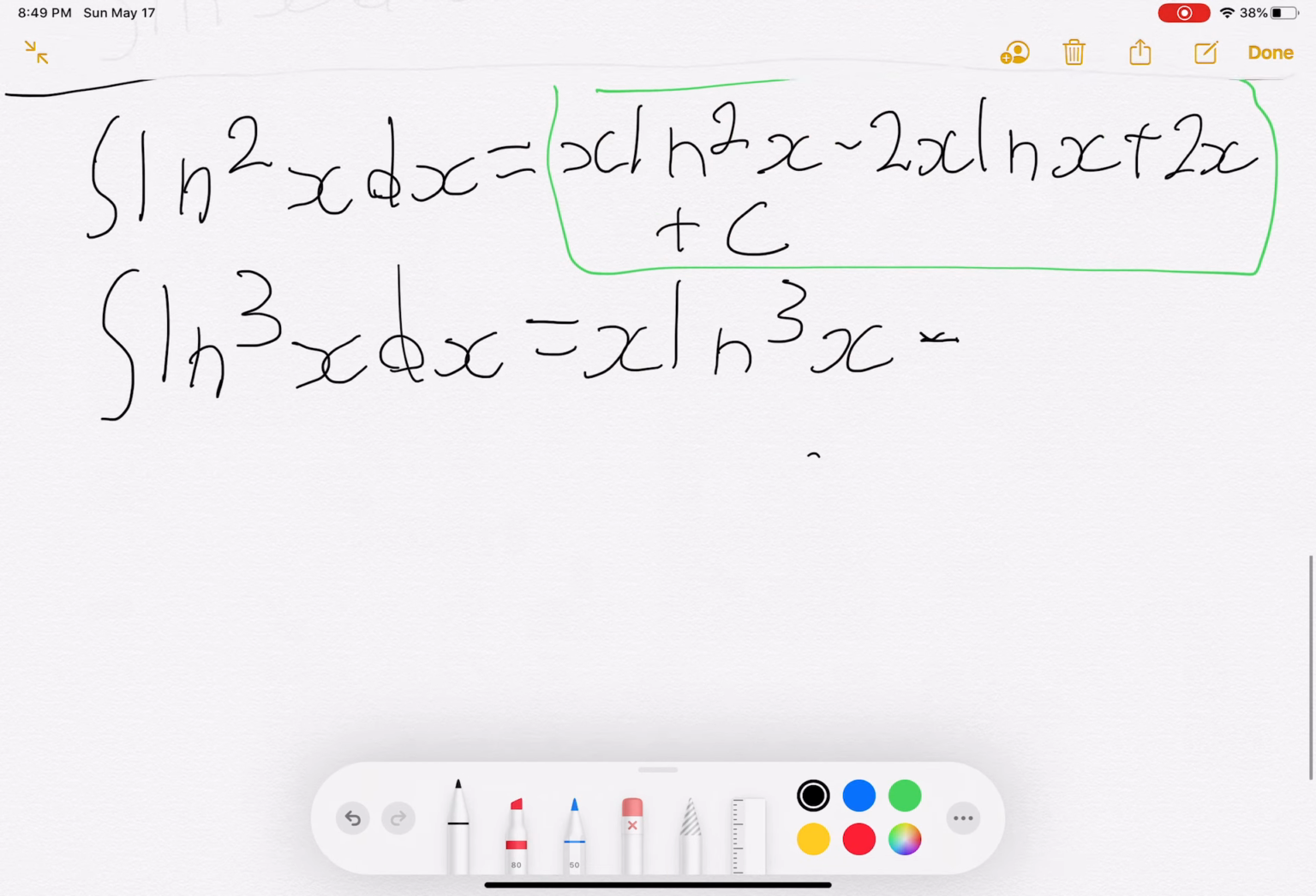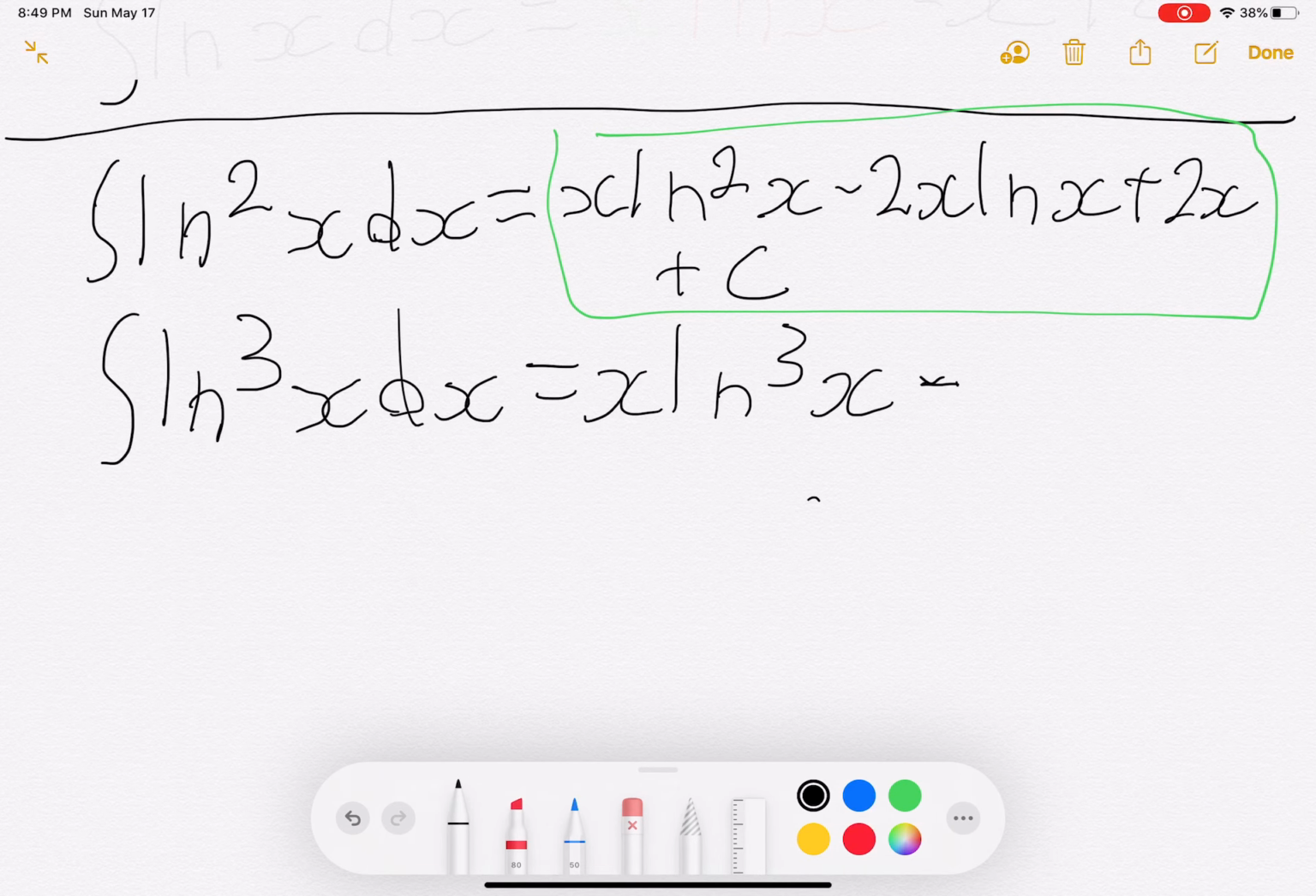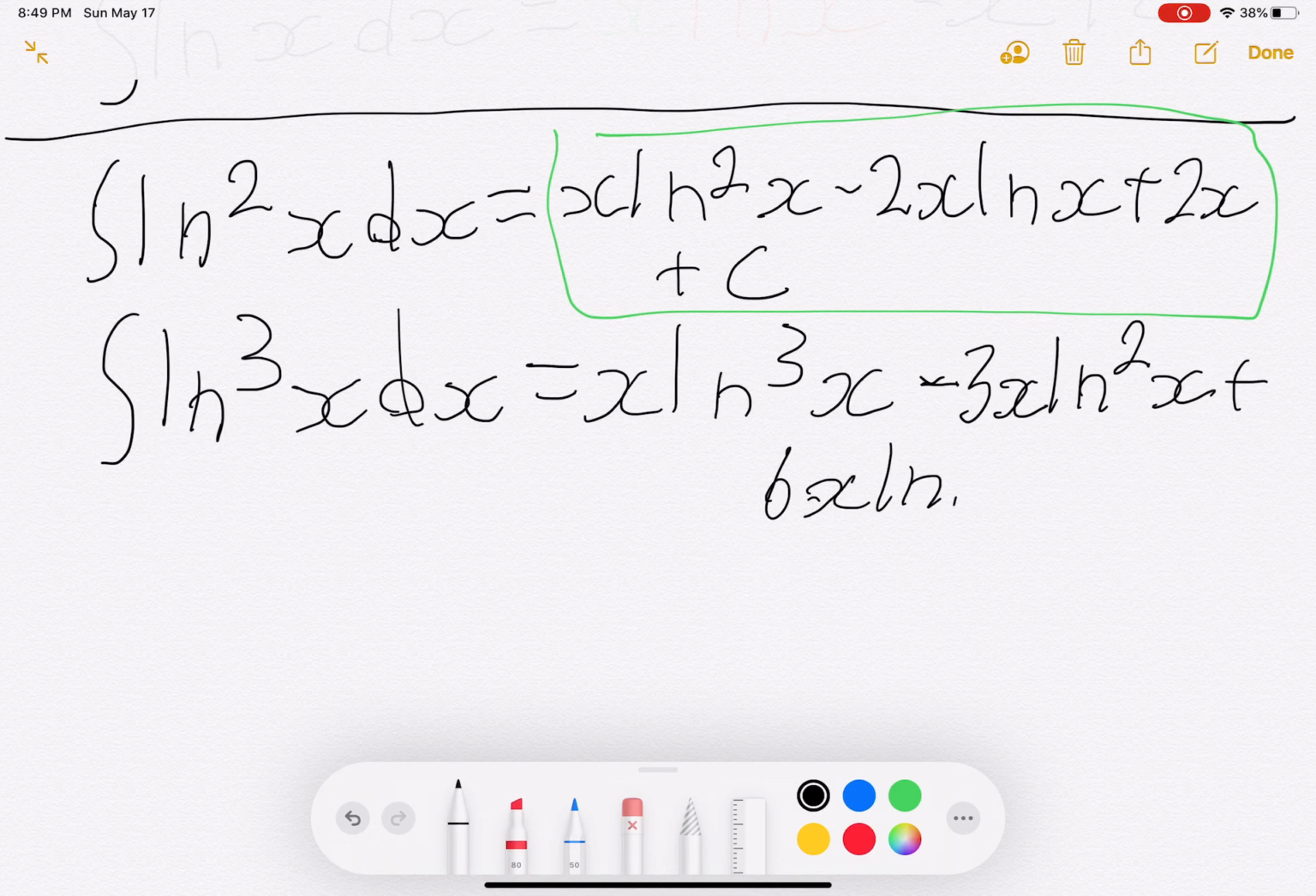3 times what we got here, right above what we're doing here. Minus 3 times, we'll instantly just distribute it. 3 times x times ln squared of x plus 6 times x times ln of x minus 6 times x plus c. And that is our final answer, right? That is our final answer.